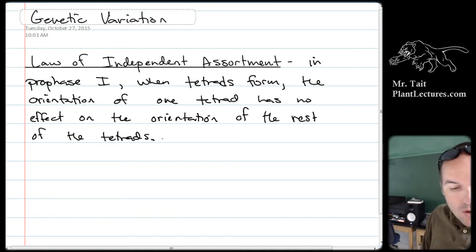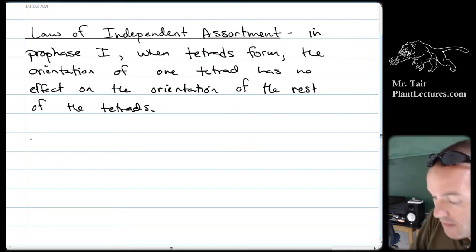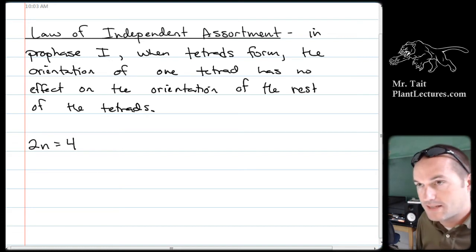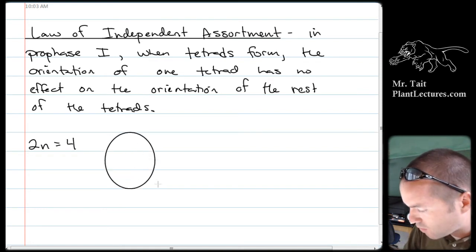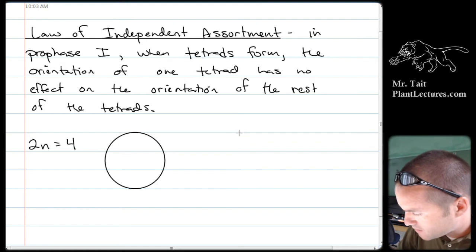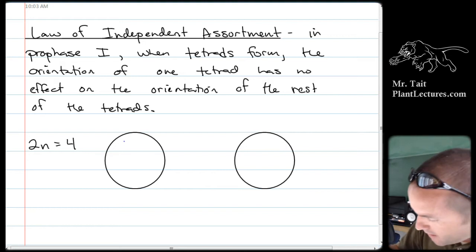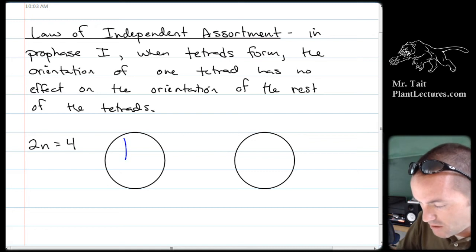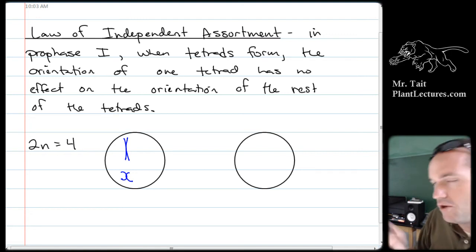Okay? So, in order to tackle this, we're going to look at a very simple cell. We're going to look at a diploid cell that has 2n of 4. Okay, so it's got a diploid number of 4. All right? So the way that these could orient themselves then, if the diploid number was 4, we're going to do one long chromosome, one short chromosome again, just because it's easy to sort of denote them that way. So long chromosome, short chromosome. Okay, and then we're going to do blue and red.